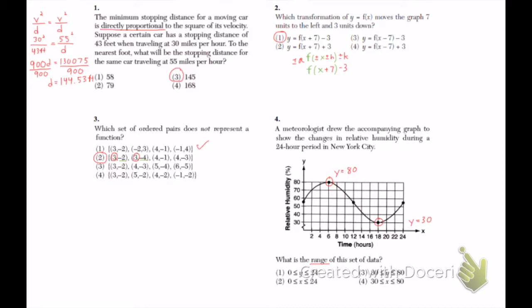So we can write this in interval notation as bracket 30, comma 80, close bracket. We could also write it as 30 is less than or equal to y, which y is then less than or equal to 80. Now, is that a choice that we have here? Well, let's look. Yep, we see choice number 3. So we can circle it, and we know that that is our correct answer.